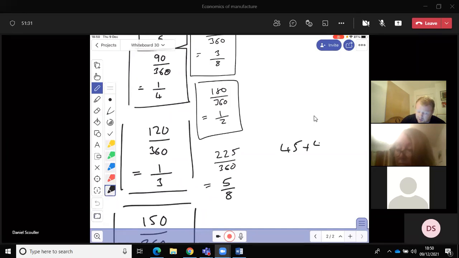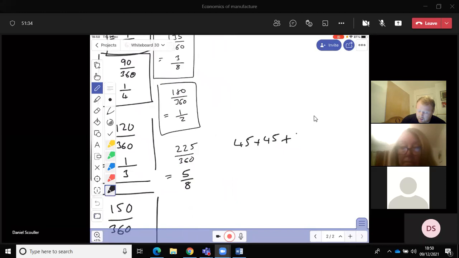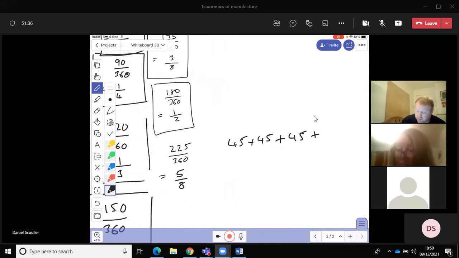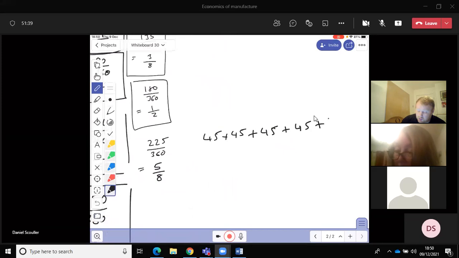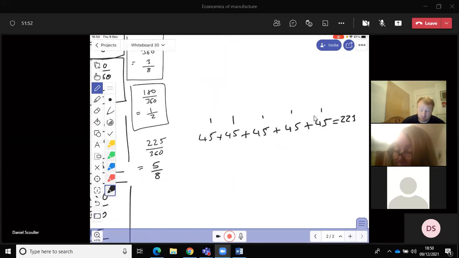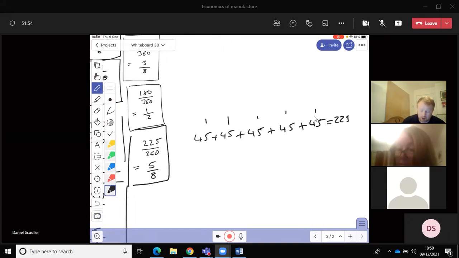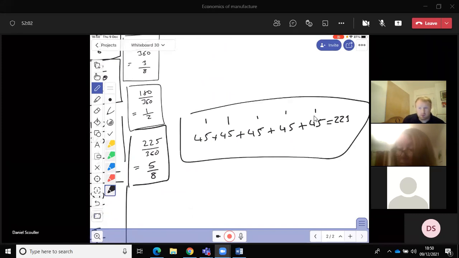45 plus 45 is 90. Plus 45 is 135. Plus 45 is 180. Plus 45 is 225. 1, 2, 3, 4, 5. So 5/8. If you're unsure in the slightest, double check with yourself. Don't be scared. You're not going to lose marks by writing that out. You're not going to gain marks, but you're not going to lose marks.